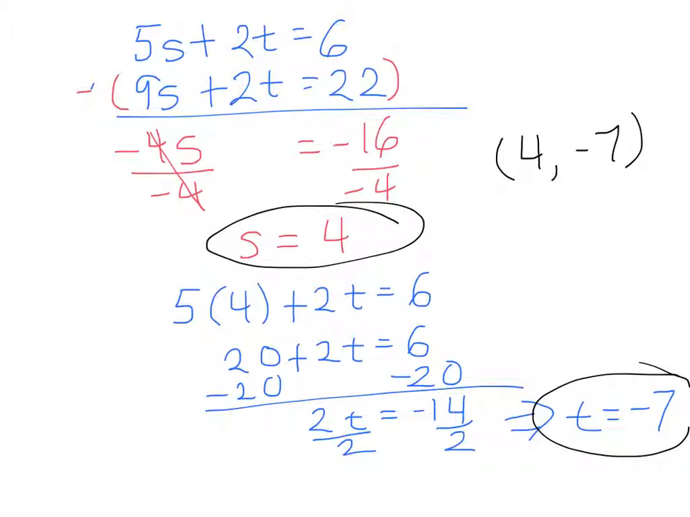Okay, so this is the elimination method, and that's what we're going to be doing tonight. You have to make a decision. Do I need to add these two or subtract these two in order to get one of the terms to eliminate or drop out? And then after you find one of the variables, use substitution to find the other variable. So that's it for tonight.